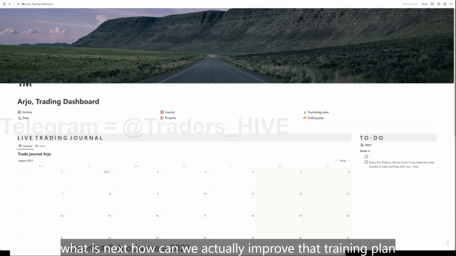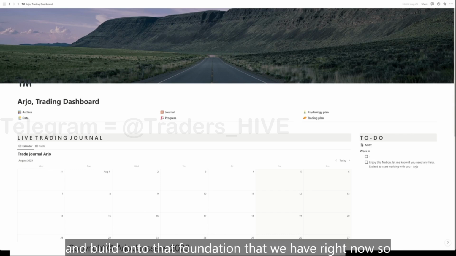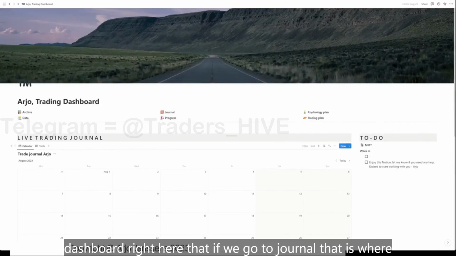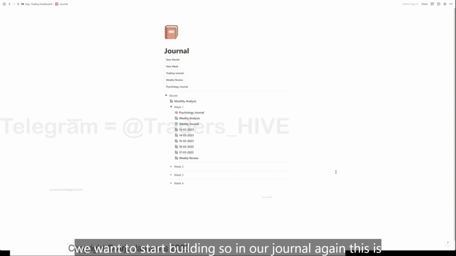Now, what is next? How can we actually improve that training plan and build onto that foundation that we have right now? So what you're seeing here is, again, we have this trading dashboard right here. Then if we go to journal, that is where we want to start building. So in our journal, again, this is pretty self-explanatory. In our journal, we want to write down, all right, what happened during a day? How did I perform as well?